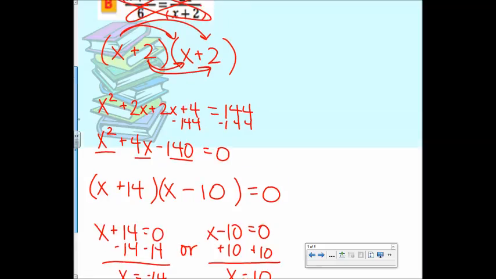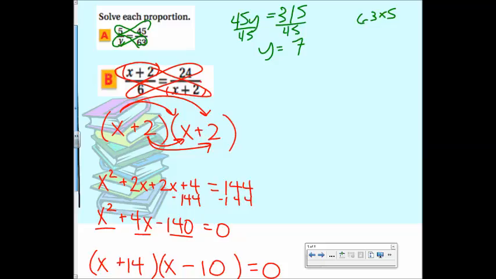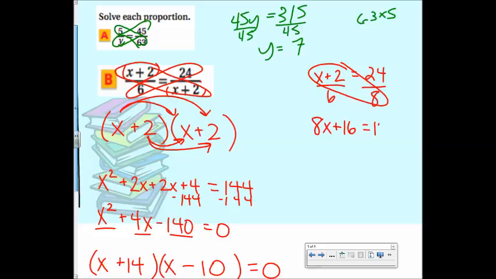So what Daisy said is, what if you had (x + 2) over 6 equals 24 over 8? I don't know if this is going to give us a whole number, but it's going to be easier because when you do this, that just gives you 8x plus 16, and this gives you 144. You don't have an x squared, so you just isolate normally. All right, which would give you 8. Okay, so that one's simpler because it doesn't have the x squared.